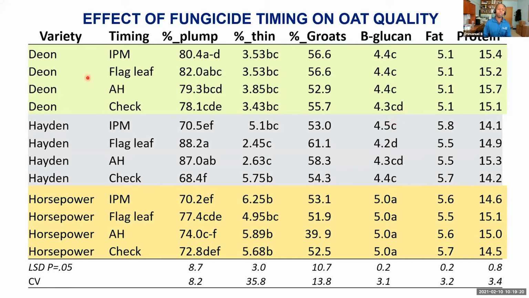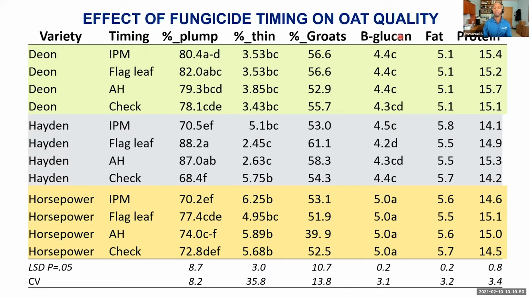All right, so now let's look at the quality of the grain with the fungicide timing. Again, we're looking at the three varieties here: the resistant variety, Dion, a moderately resistant one, Hayden, and then the susceptible variety, Horsepower. The three timings would be the IPM, where we scout and determine if we need a fungicide, then the flag leaf, which is the standard, and then after heading. This one was primarily to see if a later fungicide can improve the grain quality. And the main focus was really beta glucan.